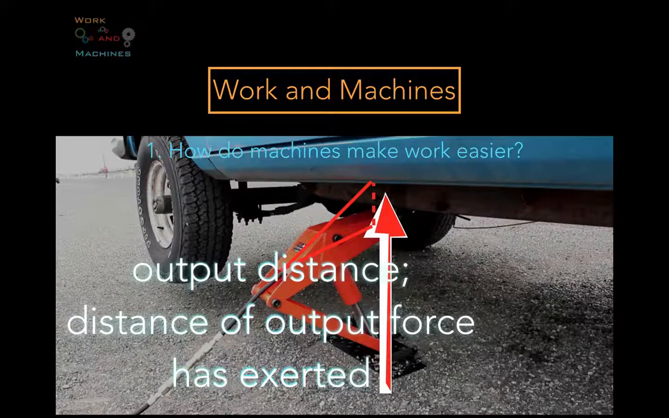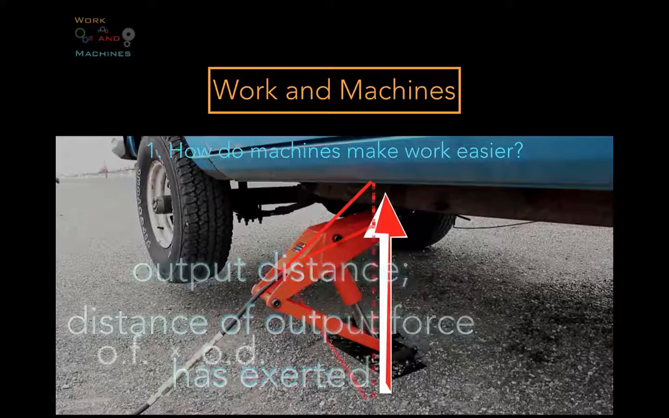Right here, I want you to consider once again the fact that your input distance is much longer than the output distance that you get. The car is lifted up in small increments, whereas you're moving your arm in much larger increments. But again, the force that you're having to exert is very low compared to the force being outputted by the machine. This is kind of an inverse relationship that you're going to see.